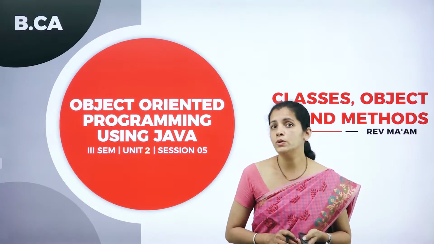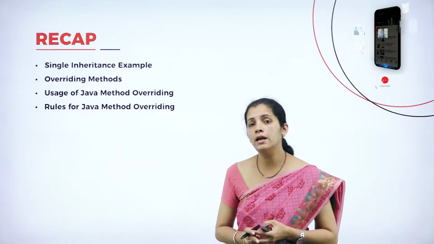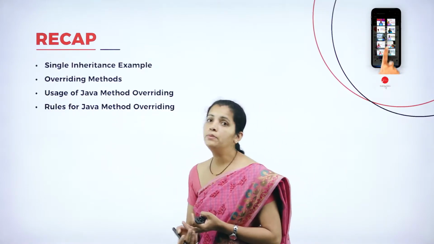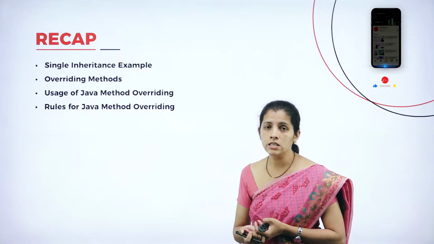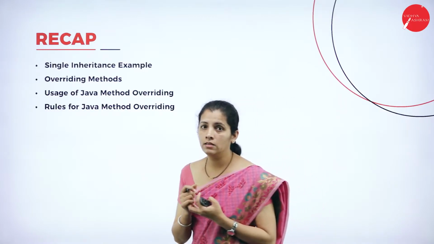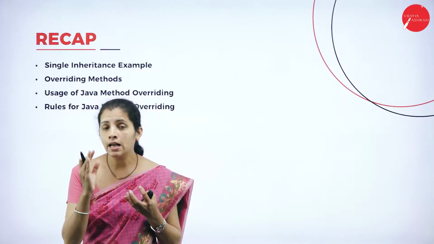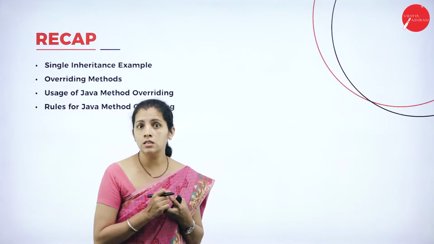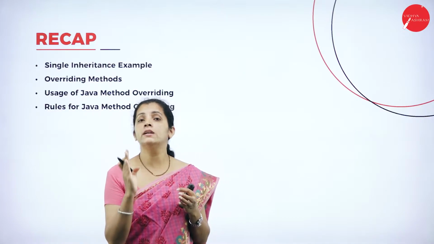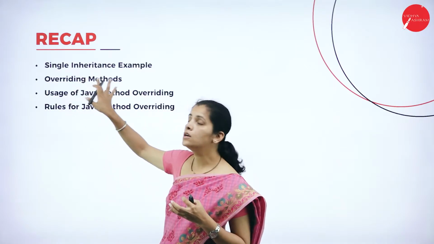Before starting today's session, let me recall what I discussed in the previous session of this unit. In the last unit, I started with single inheritance along with an example. Then I started with the overriding method. So what is an overriding method here? If I consider two or more classes that contain the same method, same argument as well as same return type, that concept is called method overriding.